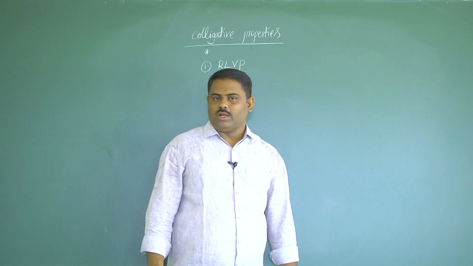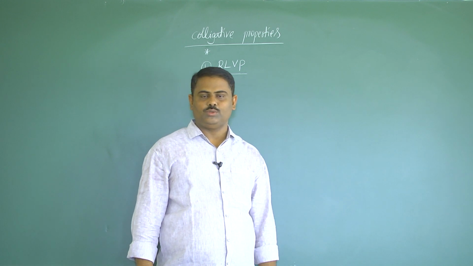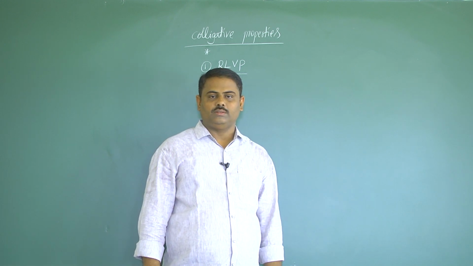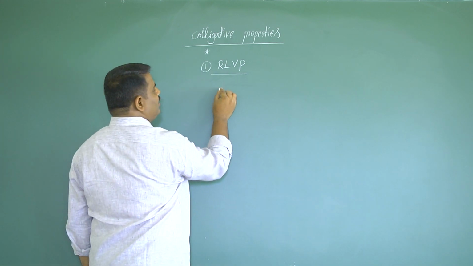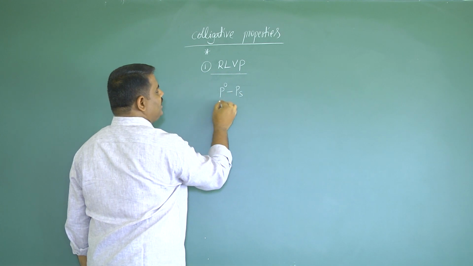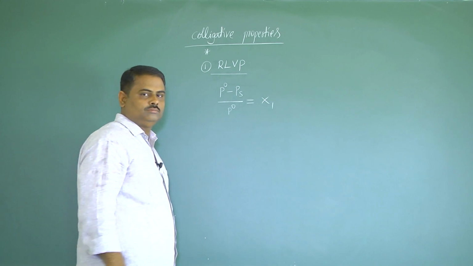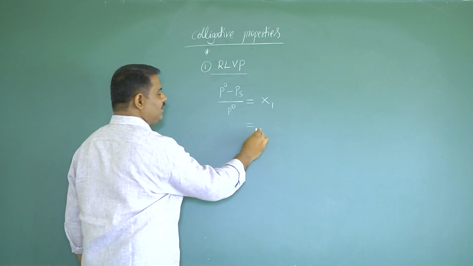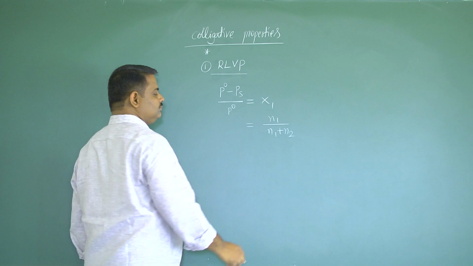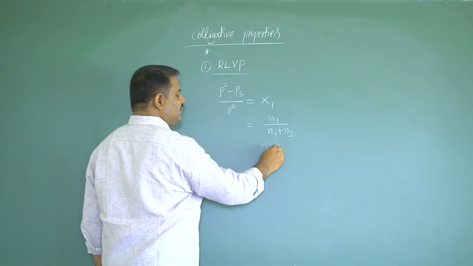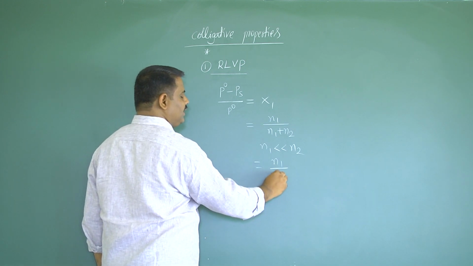So from Raoult's law, that is given for solids in liquid type of solution where solid is non-volatile, the relative lowering of vapor pressure (P naught minus Ps) by P naught is equal to x1. That is equal to N1 by N1 plus N2. For dilute solutions, N1 is less than N2, that is why we can write N1 by N2.